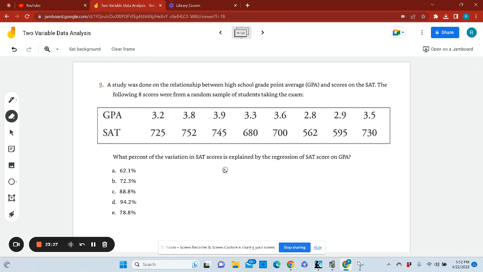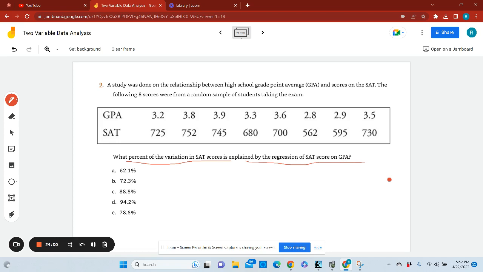And one more practice question. It says a study was done on the relationship between high school grade point average and scores on the SAT. The following 8 scores were from a random sample taking the exam. What percentage of variation in SAT scores can be explained by the regression of SAT score on GPA?